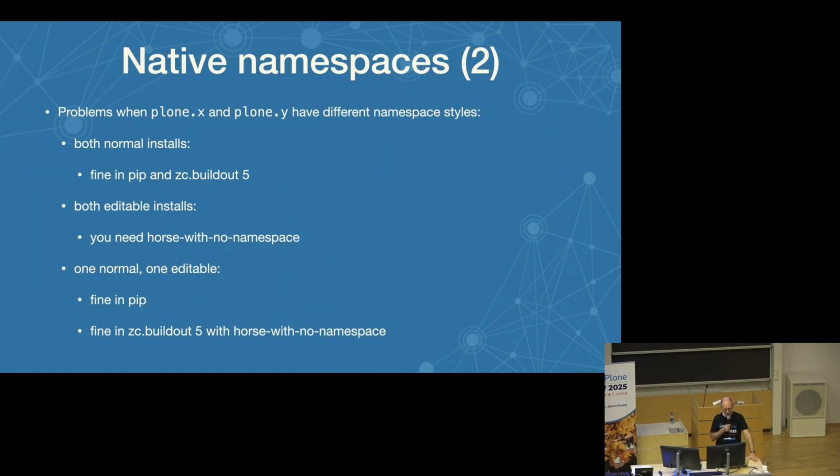And furthermore, if you have one package normal and one in an editable install, that actually works fine in pip. And in CC Build 5, that also works fine if you use that Horse with No Name namespace. So I think in the Plone core development buildout, we've added that Horse with No Name namespace in the requirements.txt currently. So that's actually quite good.